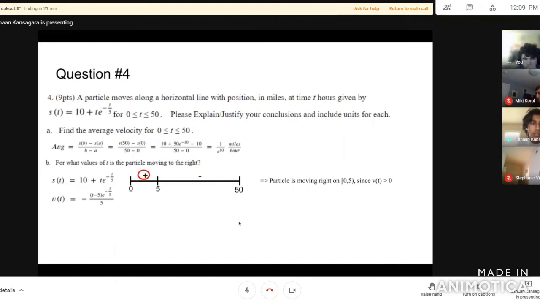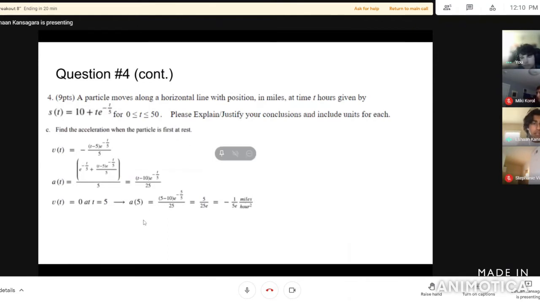And then for B, it was asking when it's moving to the right. And for this, the velocity function would be used here because if it's moving to the right, then the velocity has to be positive. And so I did a number line, and seeing that it was positive between 0 and 5 showed that it was moving to the right on that interval.